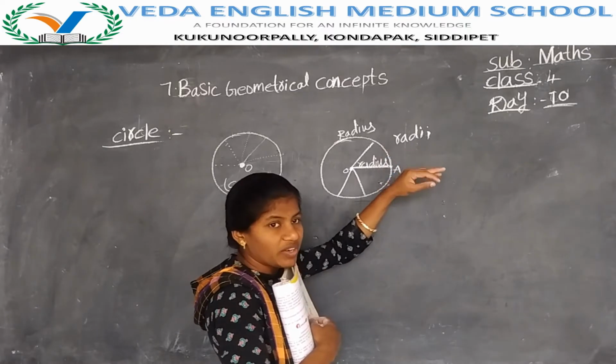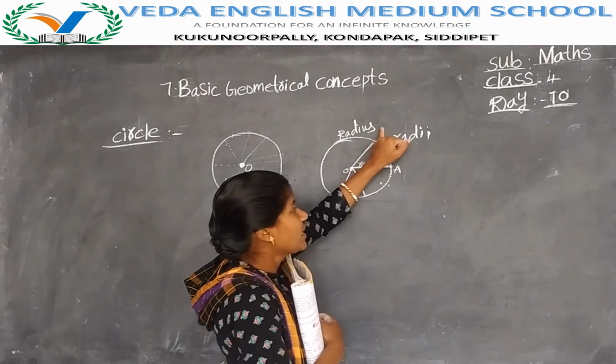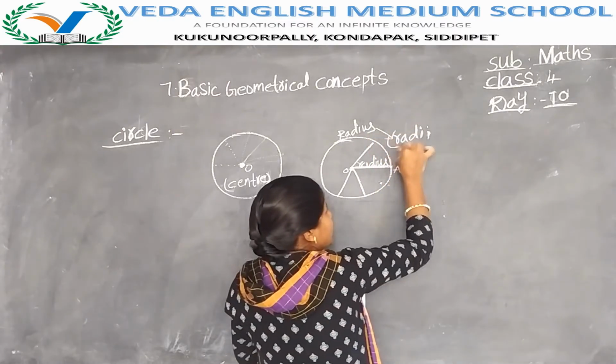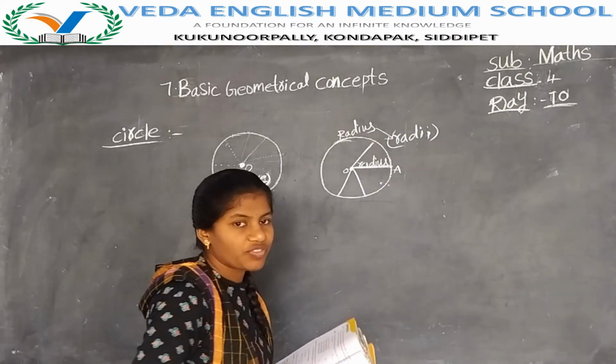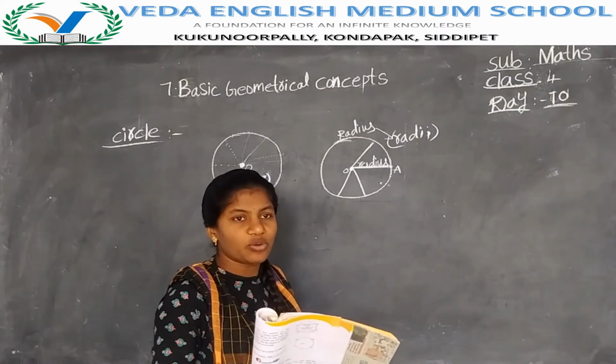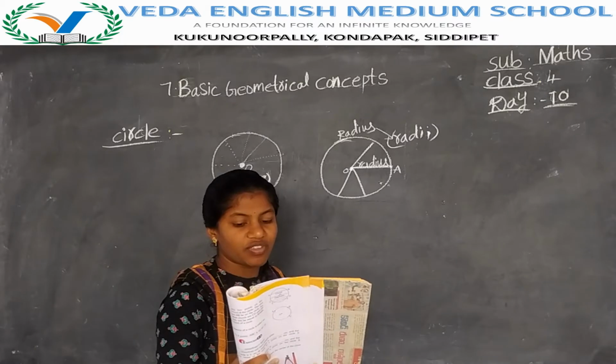If you have more than one radius, what do we say? Radii. So what is the plural form of radius? Radii is the plural form of radius. Then what is the definition of the radius? The distance from the center to any point of the circle is called the radius of the circle.